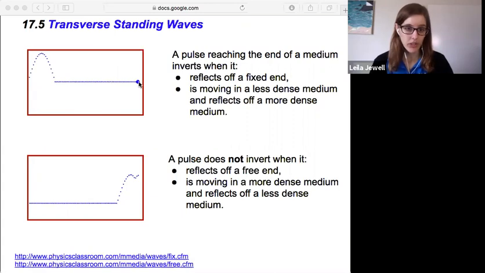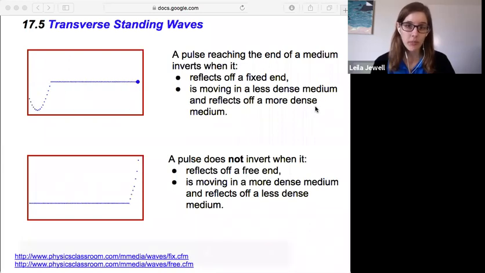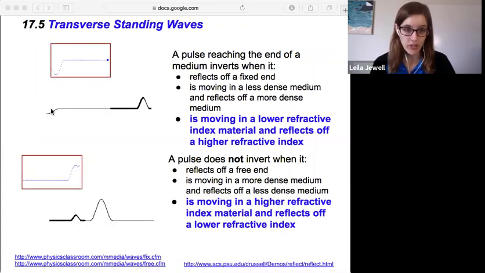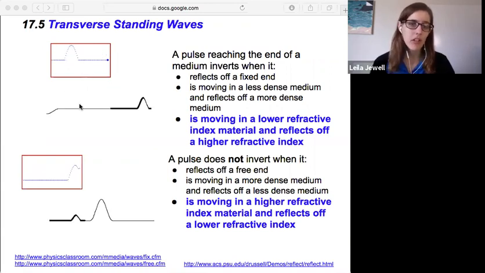So this works with a string with a fixed end and a free end. It also works for the second one, moving in a less dense medium and reflecting off a more dense medium, or a more dense medium and reflecting off a less dense medium. So for the less dense medium reflecting off a more dense medium, we can imagine that instead of being fixed, the string is attached to a thicker rope, and it will follow the same pattern, which is what's shown in this animation. So we have the string, it approaches this boundary with a thicker rope, and the reflection is now inverted. Notice some of the wave does still transfer on through, but we're focused here on the reflection and how it inverts.